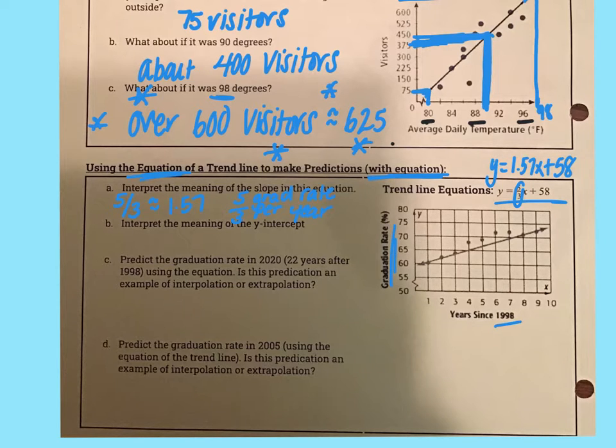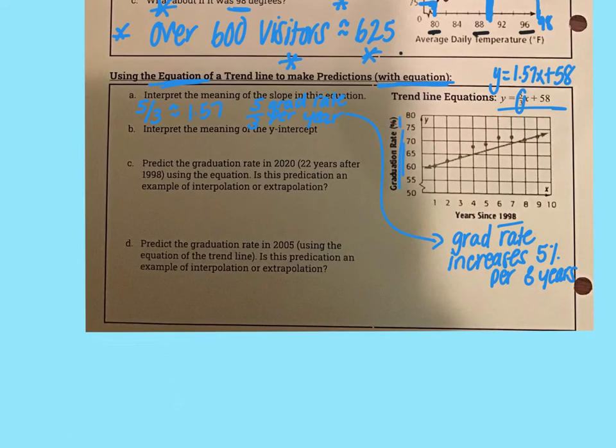So if I was going to write this out, I would say that my graduation rate is going to increase 5% every 3 years. So I'm going to write this down here because I ran out of room, that your grad rate increases 5%, and I know it's percents because it's labeled percents, per 3 years. If you wanted to know what it was for 1 year, that's when you're going to tell me that it's 1.57% per year. And I just got that by dividing. So that's how I interpret my slope.